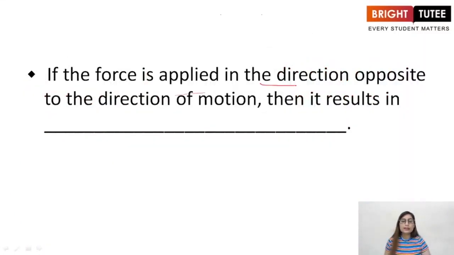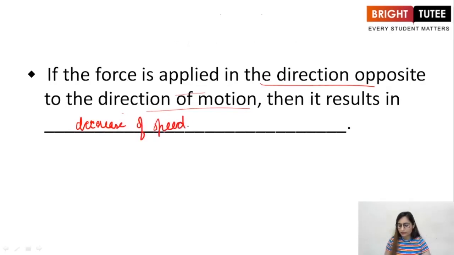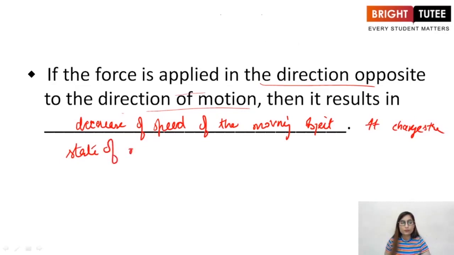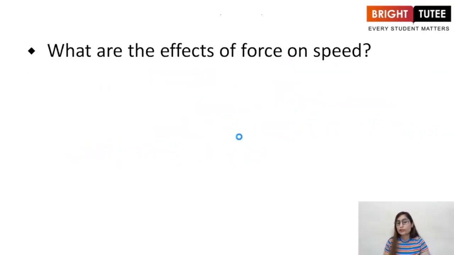If the force is applied in the direction opposite to the direction of motion, then it results in the decrease of speed of the moving object, and ultimately it changes the state of motion of the object. Right? For example, the body was moving in this direction, and I apply force in the opposite direction, then it results in the decrease in speed of the moving object, and it changes the state of motion of this object as well. Right? Next question. What are the effects of force on speed?